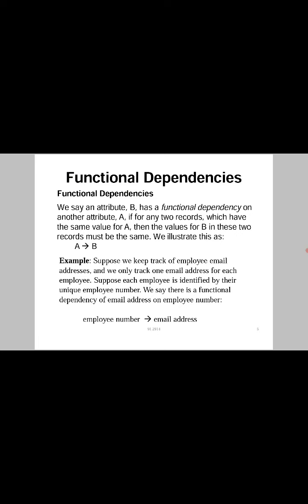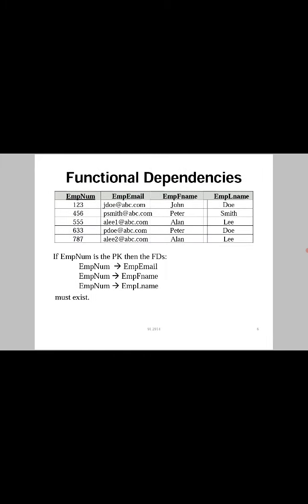What is the meaning of this? The email address of the employee is purely dependent on the employee number. Without knowing the employee number we can't find out the address or email ID of that employee. So the address and email IDs are totally dependent on the employee's number. So this is called dependency. This is the example for functional dependencies: employee number, employee email ID, employee father name, employee first name and employee last name.